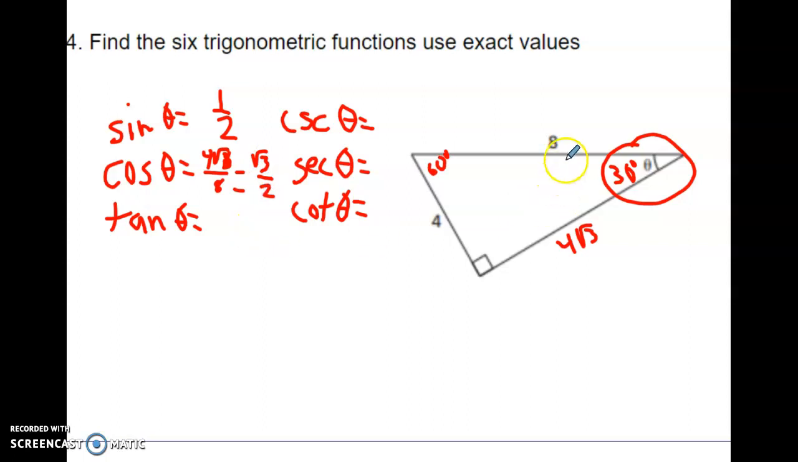The tangent is opposite over adjacent, so 4 over 4 square roots of 3. The 4 and the 4 cancel out, so you just have this square root of 3 on the bottom. So I'm going to multiply the square roots of 3 top and bottom, and end up with just square roots of 3 over 3.